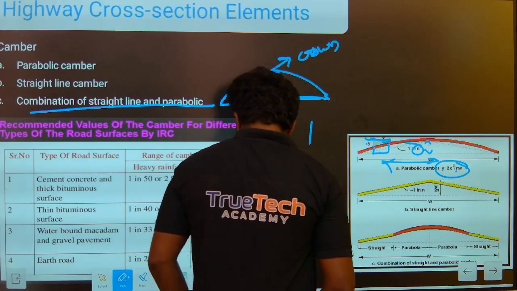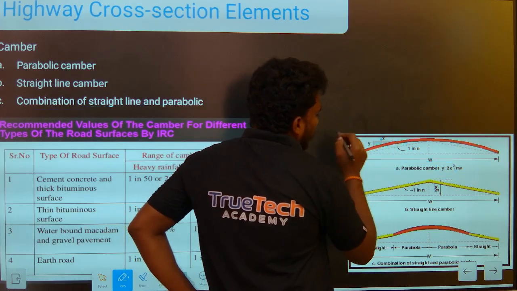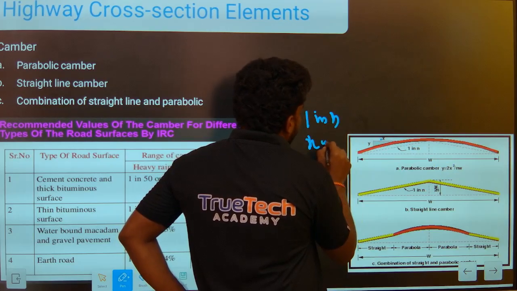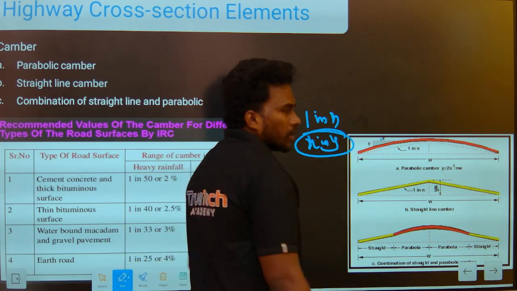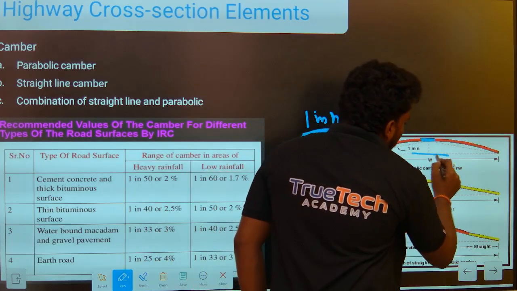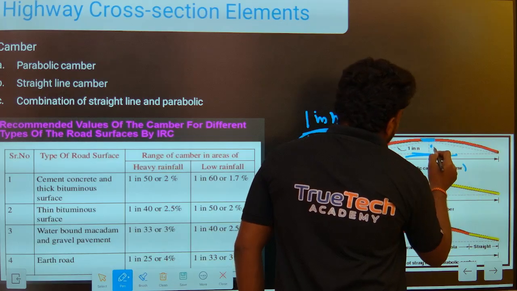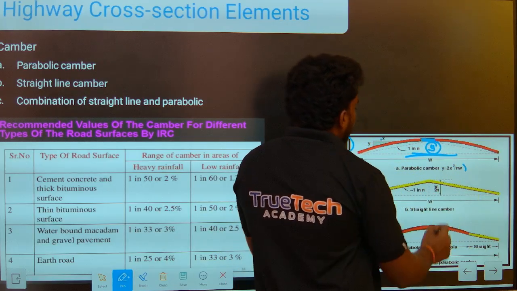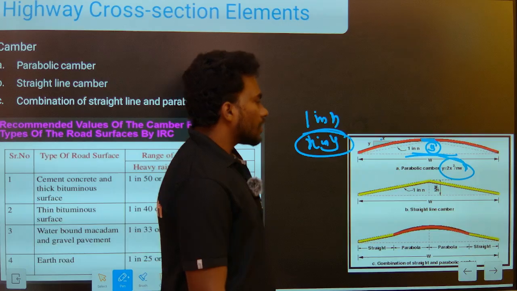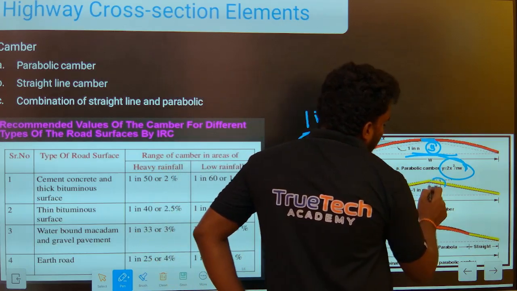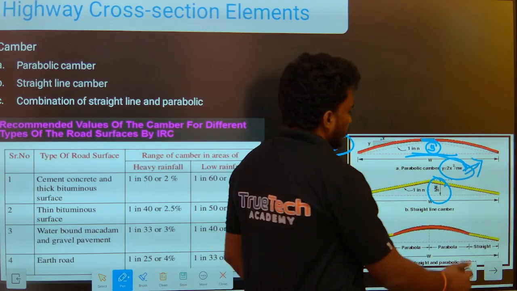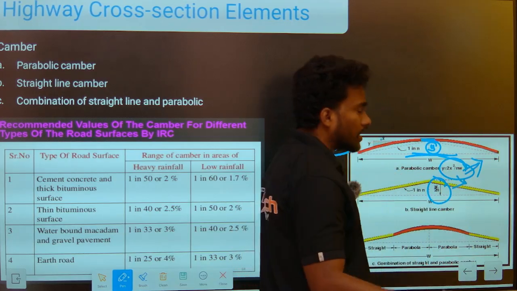Here x and y are given, so 1 in n like that. Here x in y, so you will substitute these values. The distance from the horizontal surface is y, where y equals 2x squared by nw. Like that also, for a straight line camber it is useful in RRB JE. These are some simple calculations that will be given in RRB JE.